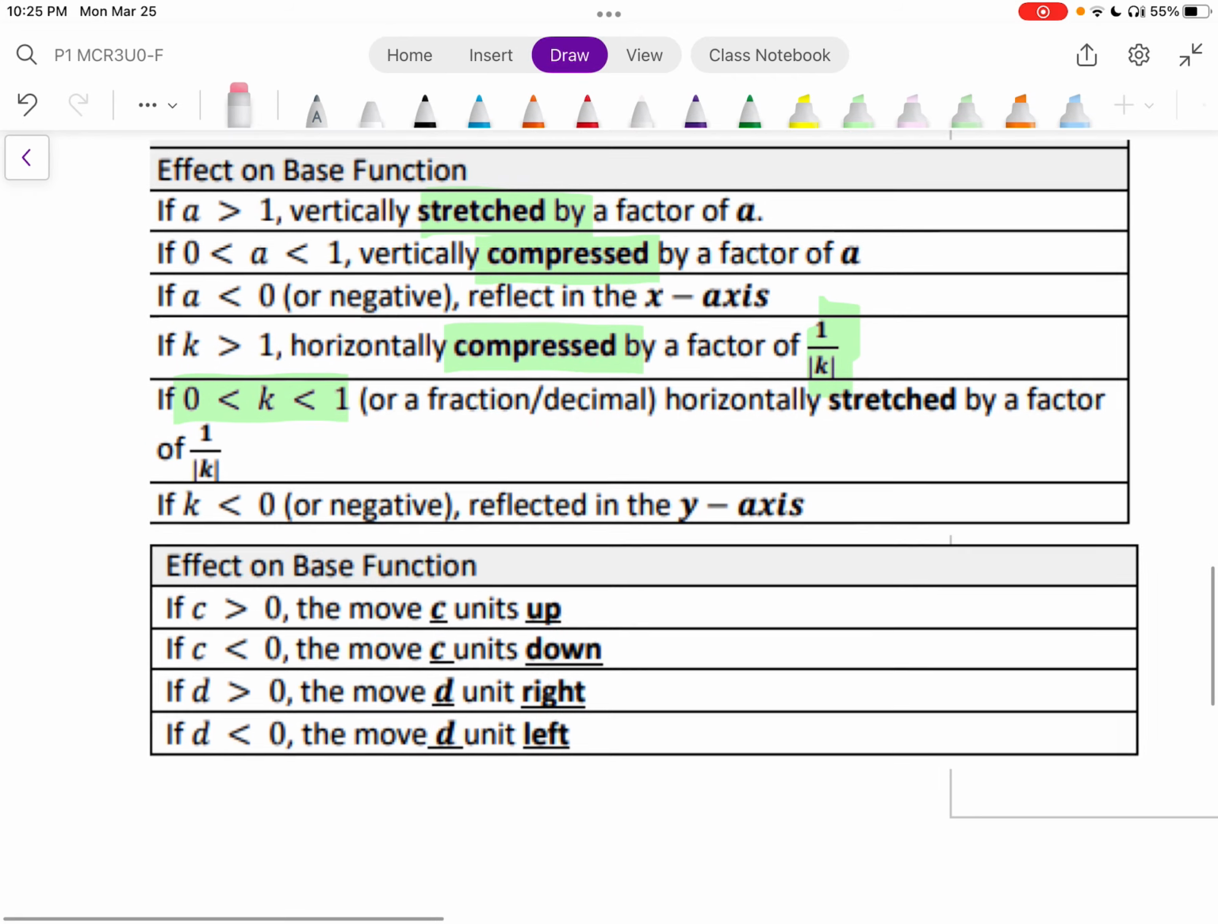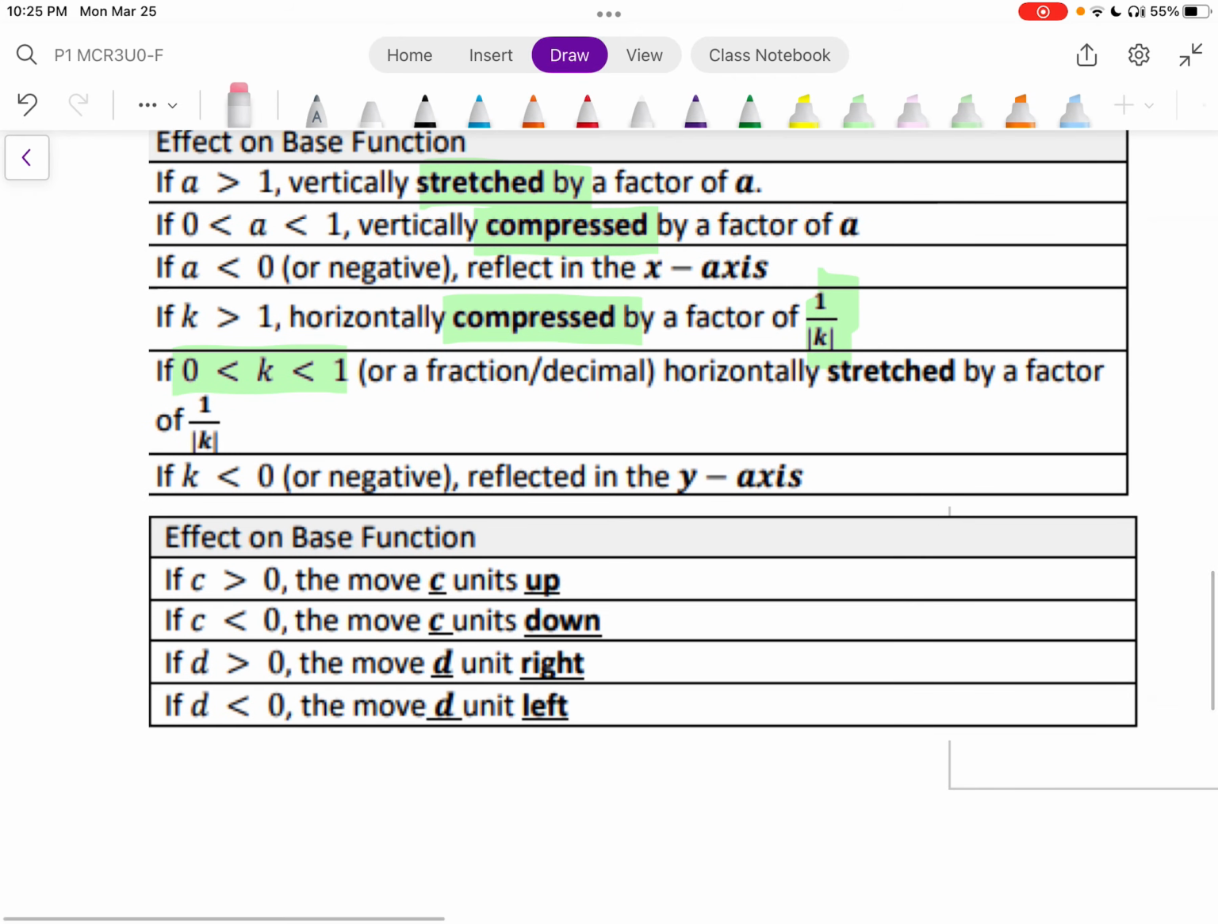When we have c and d, those are our translations. C represents whether the function moves up or down, d represents the horizontal shift, so left to right. If c is greater than 0, we're going to move c units up. If c is less than 0, we are going to move c units down. If d is greater than 0, we're going to move d units to the right. If d is less than 0, we're going to move d units to the left.